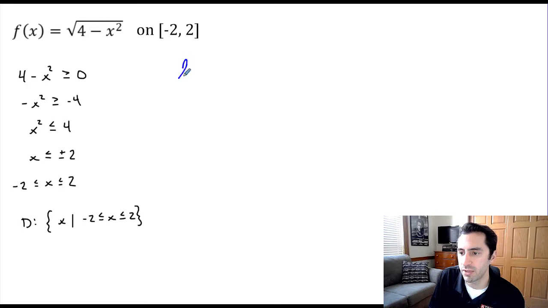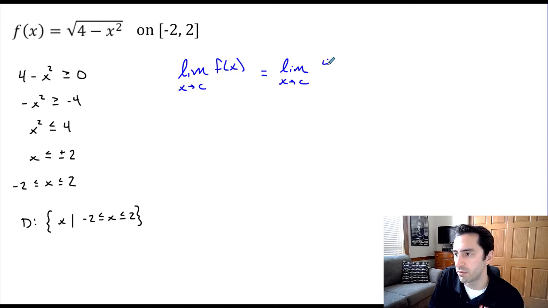So what we want to do is look at the limit as x approaches some number within that interval. So in this case, c is going to be any number that's in between -2 and 2. And we want to look at the limit as x approaches that. So this is the same then as the limit as x approaches c of the function, the square root of 4 minus x squared.